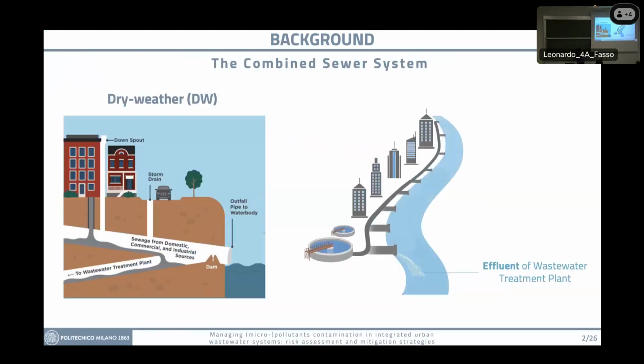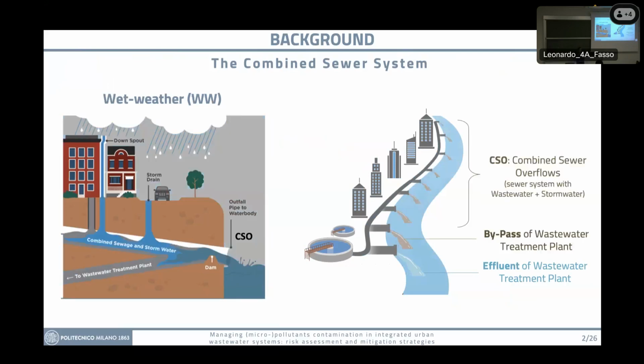The system in the urban area is usually a combined sewer system, which means that during dry weather, we have the collection of the wastewater into the sewer system, and we have the discharge in the river only of the effluent of the wastewater treatment plant. While during wet weather, the same sewer system collects also the stormwater.